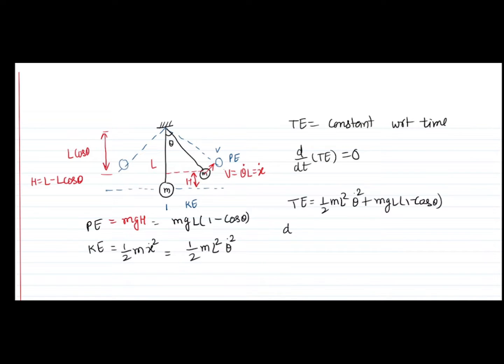If I differentiate this expression with respect to time and put it equal to 0, what will I get? The differentiation of the first term will be m l square 2 theta dot theta double dot, plus the second term will be m g l, and this cos will become sine with a negative sign, so ultimately I will get a positive sign, and here sine theta times theta dot is equal to 0.